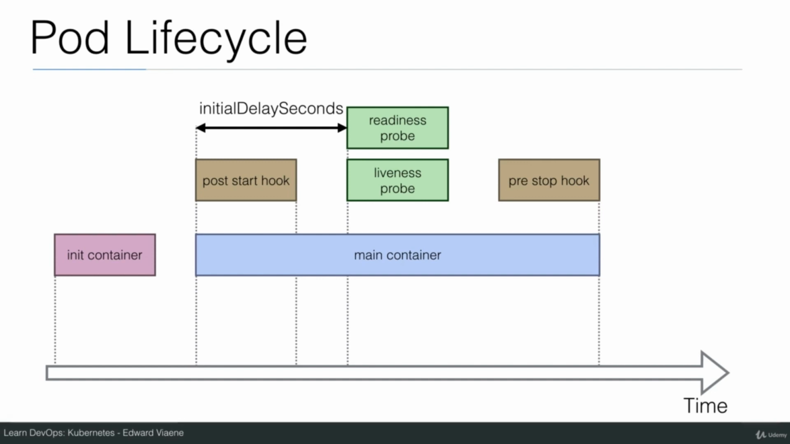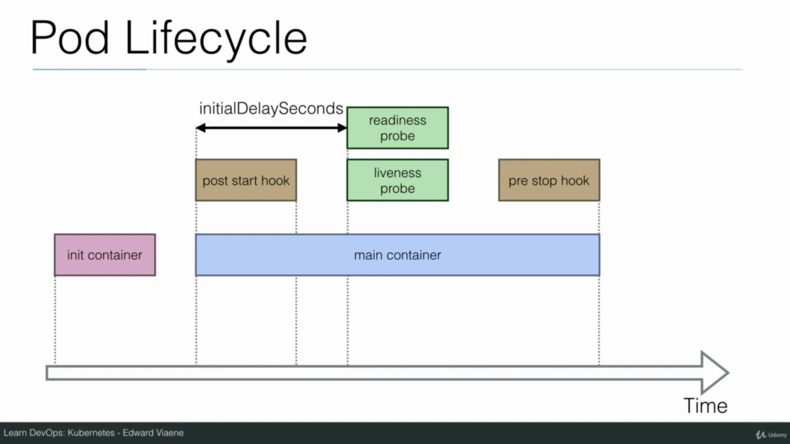We have the main container, and within the main container, we can also define the Readiness Probe and the Liveness Probe. These Readiness Probes and Liveness Probes will only start after the initial delay seconds that you define as well in your probes. So the moment that your main container starts, this initial delay seconds will delay the Readiness Probe and the Liveness Probe, because often your app needs some time to start, to connect to a database, and it doesn't make sense to immediately start a probe, but often it only makes sense after a couple of seconds to then start checking whether the app is working. So this is the pod lifecycle.